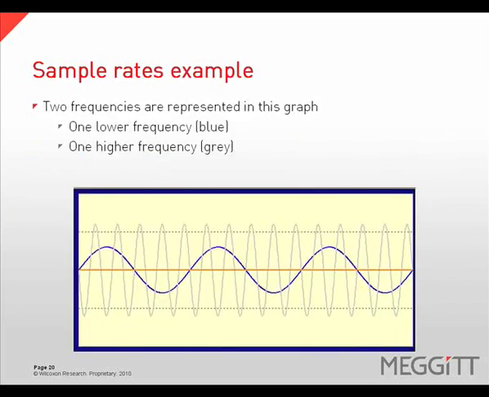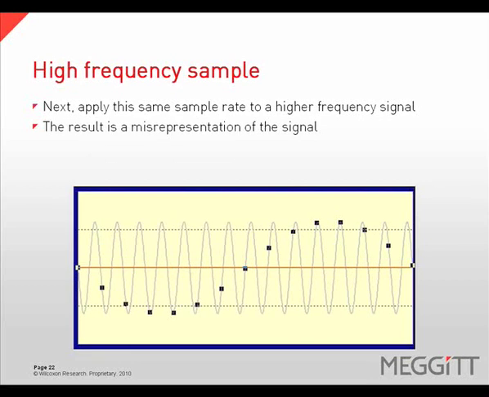Let's take a look at an example of sample rates. In this example, there are 2 frequencies represented in the graph. One a lower frequency, represented by the blue line, and one that's a higher frequency, represented by the gray line. Let's first look at the low frequency example. Below is a representation of the low frequency with an appropriate sample rate. The sample rate reasonably and accurately represents the signal in a digital form.